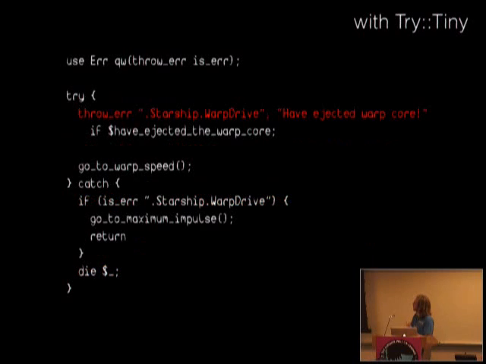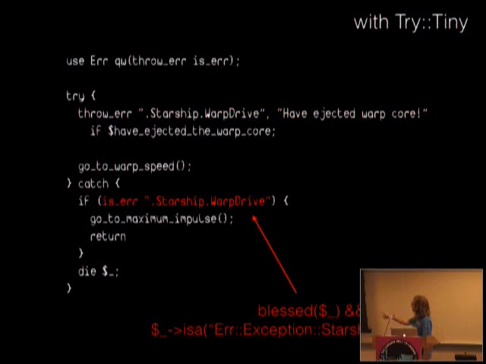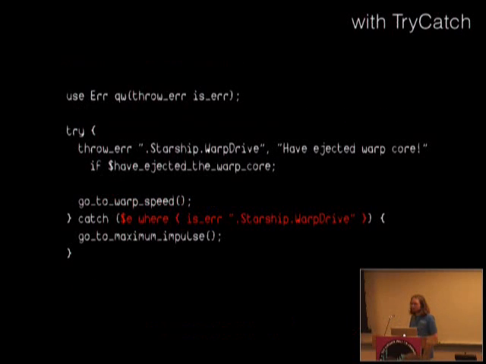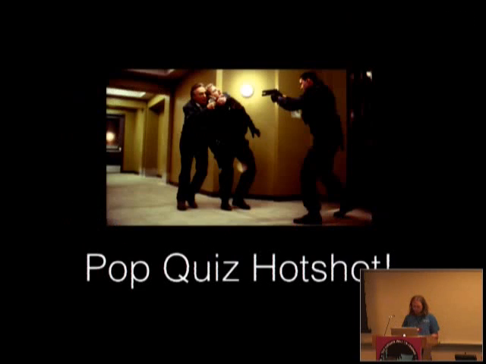Throw syntax is similarly simple. Throw is a functional interface, so that's a function, not a method call. I call these error codes Starship warp drive, and then you just say the message you want to go with it. And to catch it, I say, is this an error? Is Starship warp drive? And this is a little less verbose. You can do the same thing with try catch, where I'm using the where block.